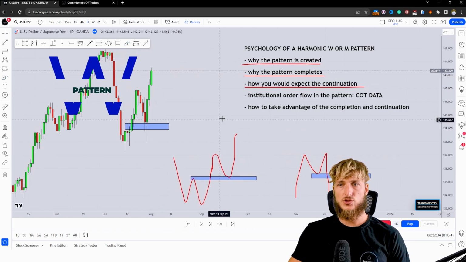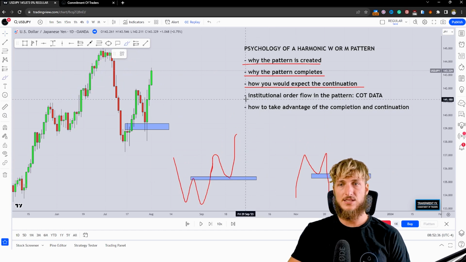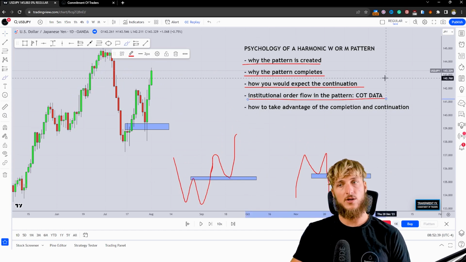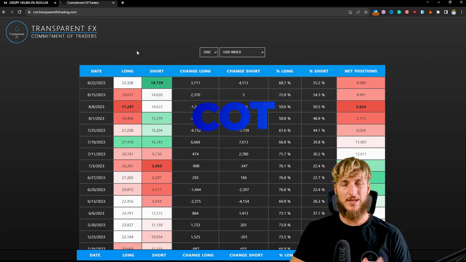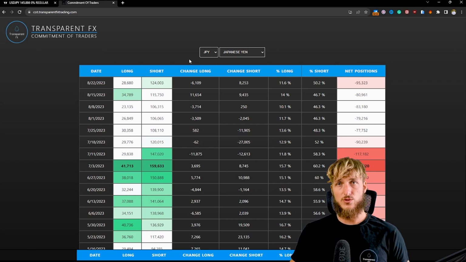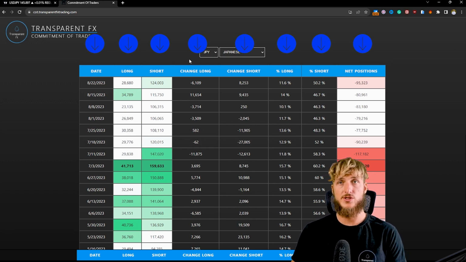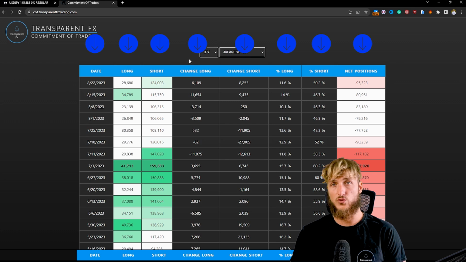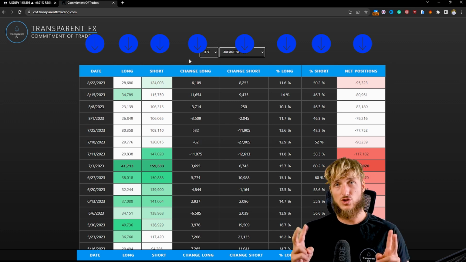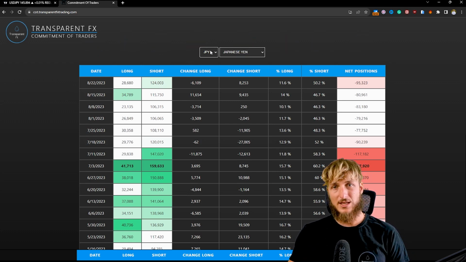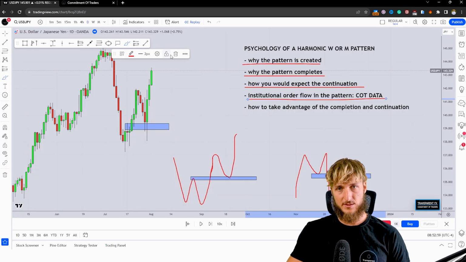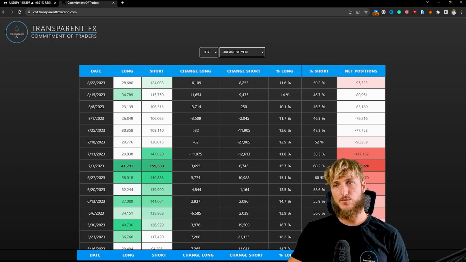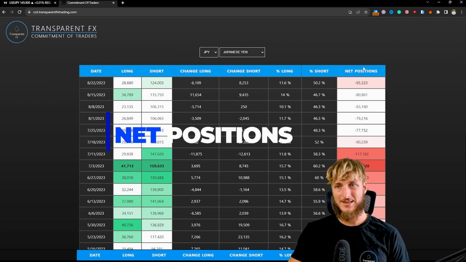Well, an easy trick is to look at the institutional order flow inside of the pattern, right? Now, if we go and see what was going on when we look at the commitment of traders, so the COT data, which is what the non-commercials, so the biggest speculators in the market are doing, which are essentially hedge funds, so the big players in the market, and we check the data precisely for the JPY, we can see that inside of this pattern, when the market was around this area, we were clearly seeing that net positions were once again starting to get decreased.